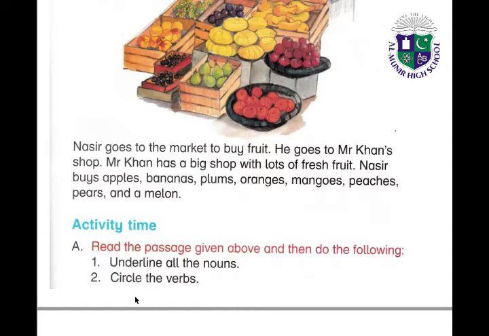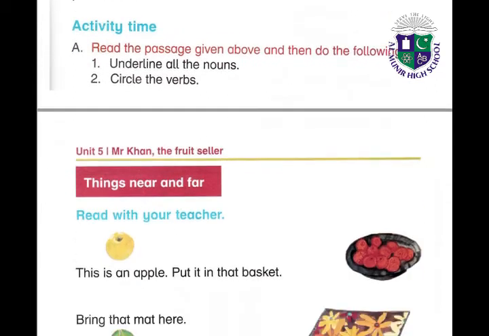Okay, now you have to circle the verbs. The first verb in this passage is buy. Circle this word buy, and the next word, which is verb go, G-O, go. You have to circle this word go. Now come to the next page.